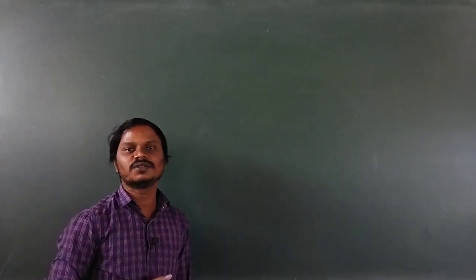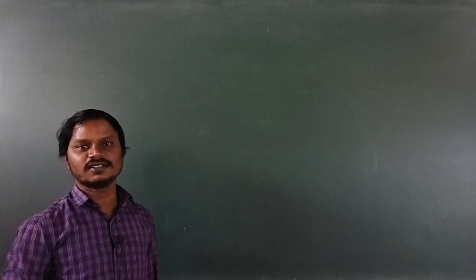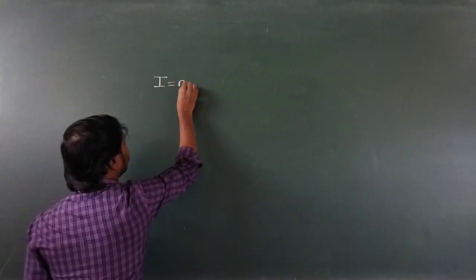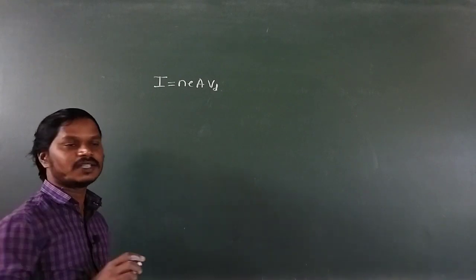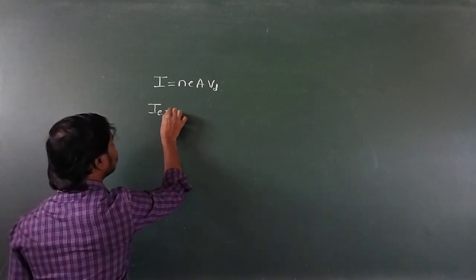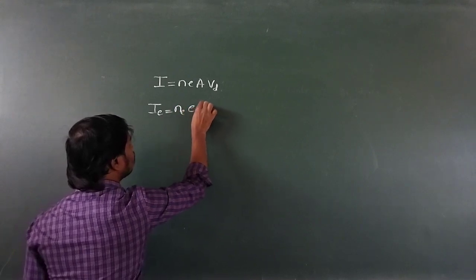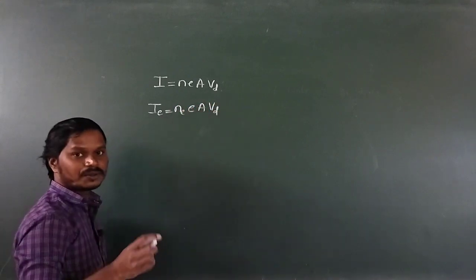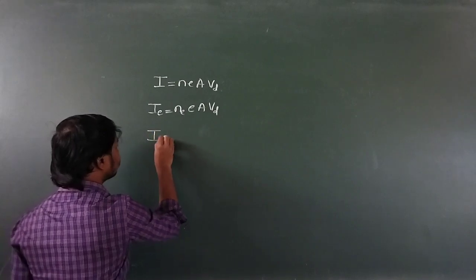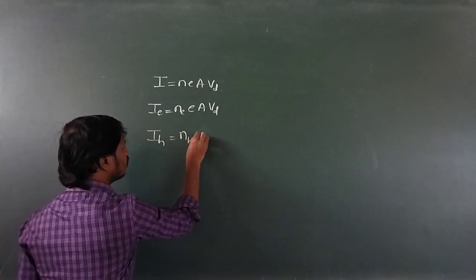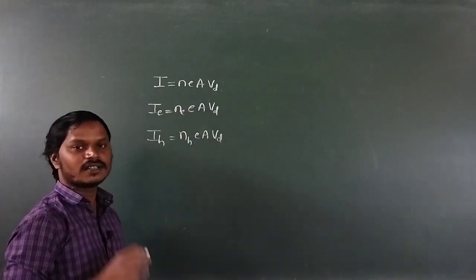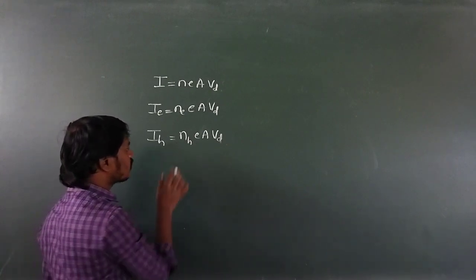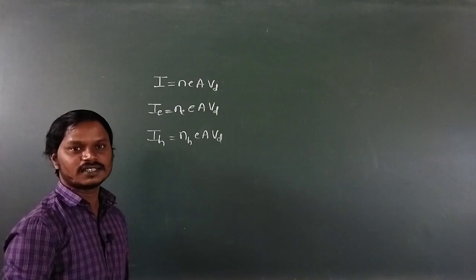So next question, that is about the relation between current and drift velocity. What is the relation between current and drift velocity? That is I is equal to N into E into A into Vd. So the current due to electrons can be written as IE is equal to Ne into E into A into Vd, and the current due to holes IH is equal to NH into E A into Vd. Now here Ne is concentration of electrons or the number density of electrons, and NH is concentration of holes or the number density of holes.